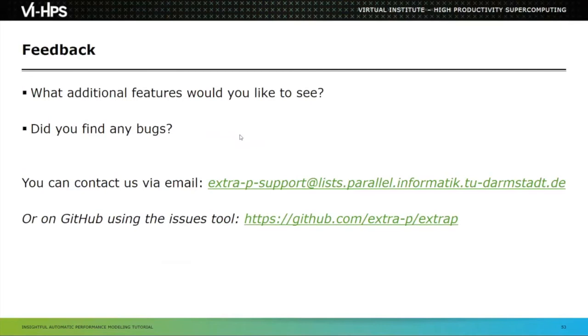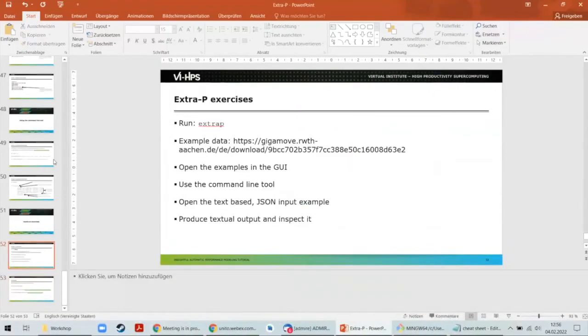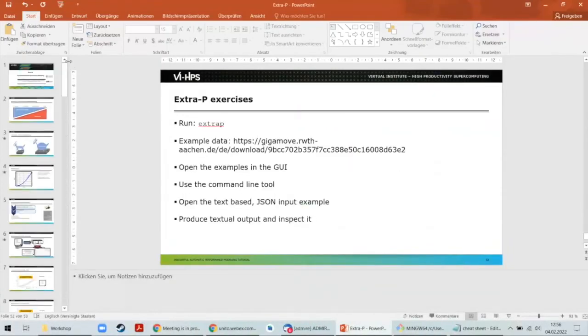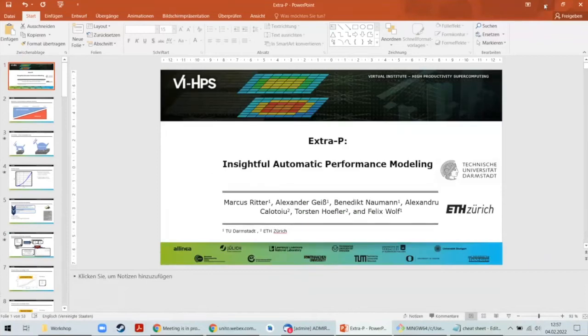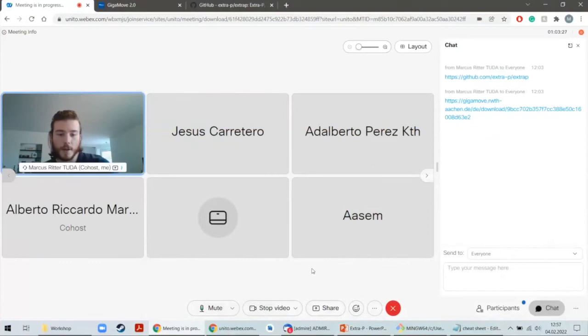And of course, if you find any bugs, you can always contact us. We have a support email list here. If you also have general questions regarding ExtraP, you can write us a question here, or you could also use our ticket issue system that we have on GitHub. So this would finish the presentation part. And now I would go into showing you a few examples using ExtraP.